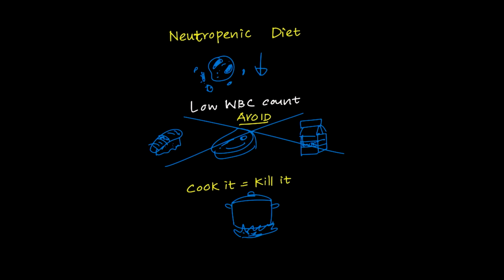Raw sushi sits at the top of the avoid list. Sharing utensils with family increases exposure. Avoiding raw and undercooked foods is the core neutropenic food rule.